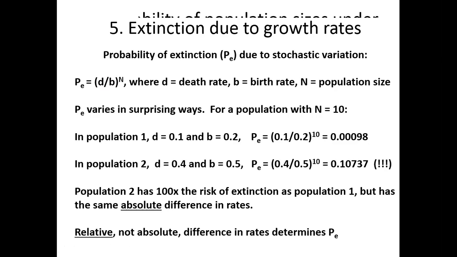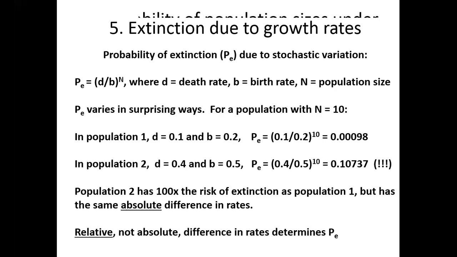If you've got 100 individuals, it's 0.75 raised to the 100th power. Remember, this is the probability of extinction. So it's really clear that that probability goes way, way down as your population size increases. But now this has some really interesting and counterintuitive properties.